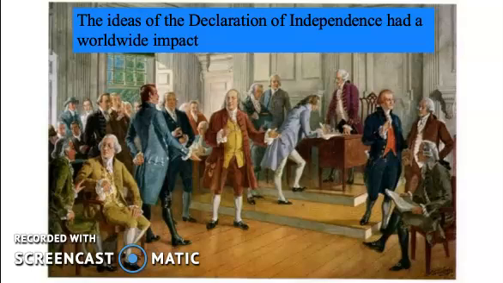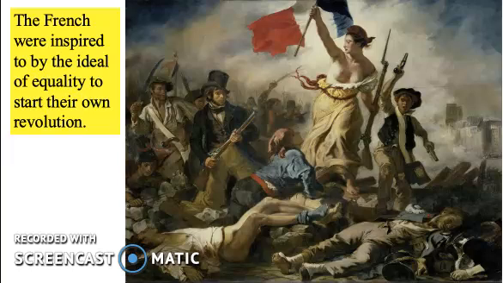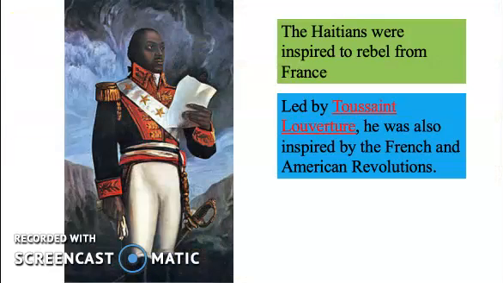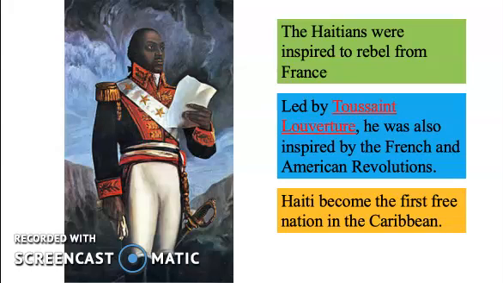And we see this first happening in France. The French were inspired by the ideals of equality to start their own revolution. We see that as the Third Estate really fights against those first two estates in France. In addition, in Haiti, the Haitians, which were mostly slaves at this point, rebel against, ironically, the French, also inspired by the American Revolution. Interestingly enough, Haiti becomes the first free nation in the Caribbean, a nation led by former slaves.